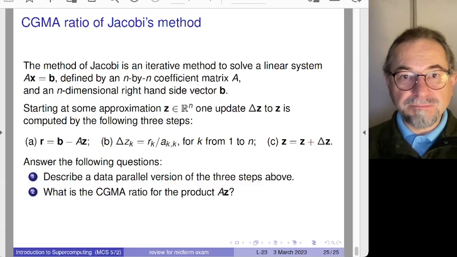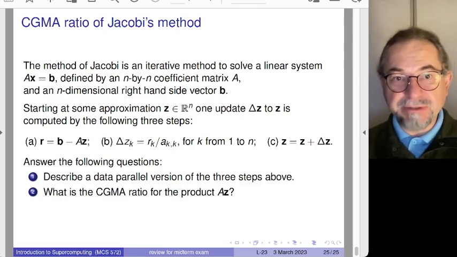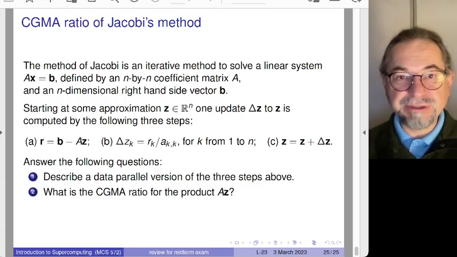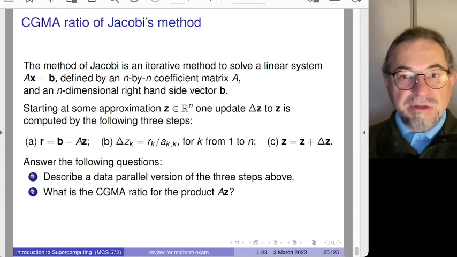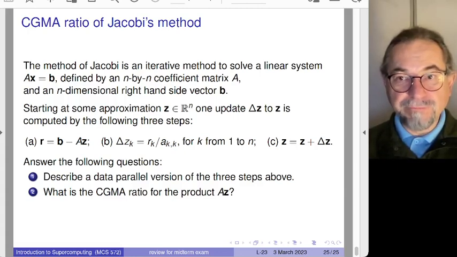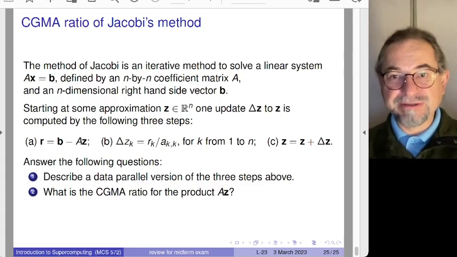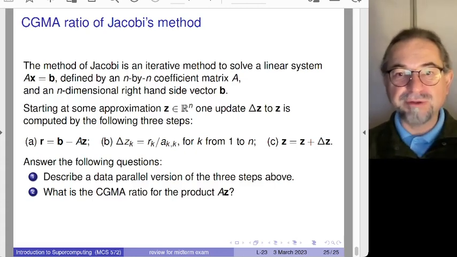So Jacobi's method is a very simple method. So there are actually 3 steps in it. So what are the questions here? Is this suitable for data parallelism? So how can you write a data parallel version of this code? Well, there are 3 steps. Actually, it would be better to read this from right to left.